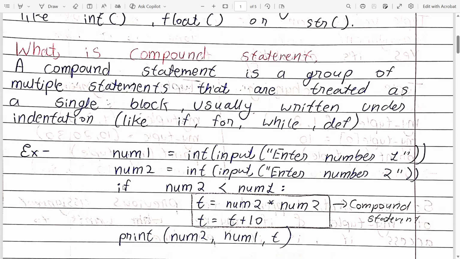Here the compound statement is if num2 is smaller than num1. Here we are using a colon. Whenever we use a colon, inside it we write some statements. Inside this, a block is used. It is called a compound statement because it is written after indentation. So these simple statements put together are known as a compound statement.